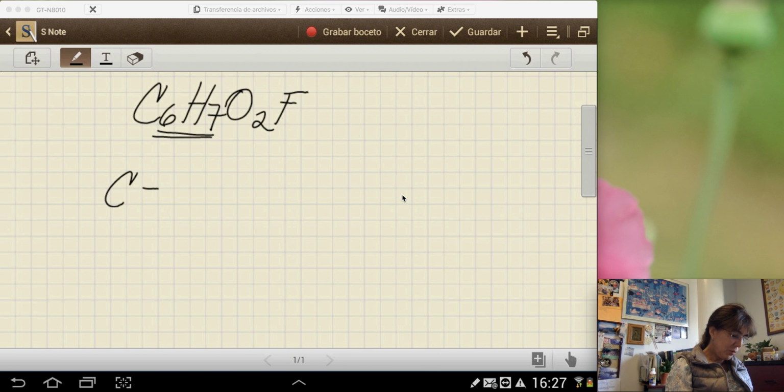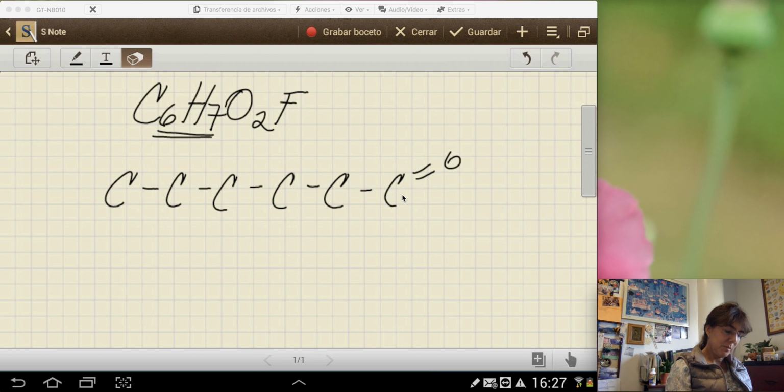My 6 carbons, 1, 2, 3, 4, 5, 6, and my carboxyl, sorry, let's make this look a little nicer, my oxygen and my OH. So I've got my carboxyl. I'm going to also add the fluorine on whatever carbon atom along the structure. I'm placing it right here.